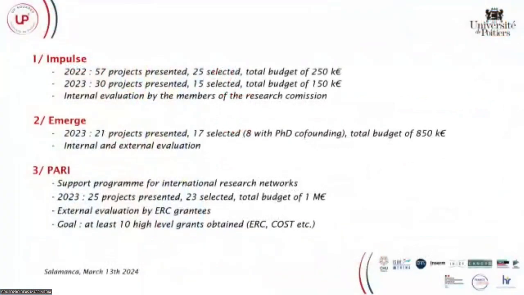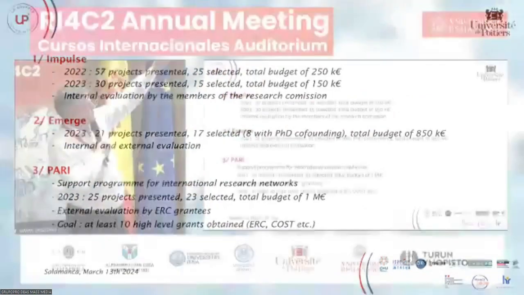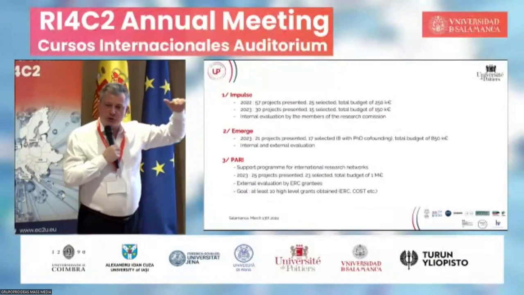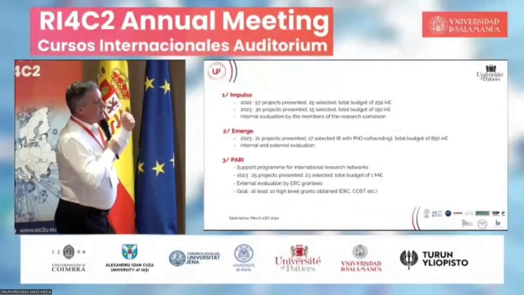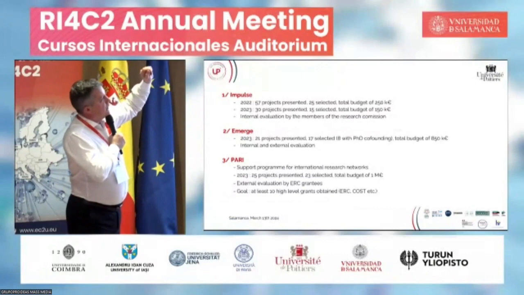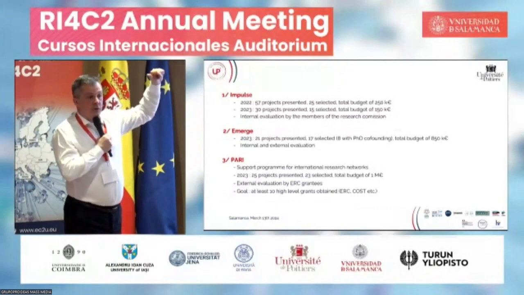Second year, when I arrived, because I arrived in May 23, 30 projects presented, 15 selected, and we were on budget because we had planned 150,000. And it's an internal evaluation by members of the Research Commission of the University of Poitiers.